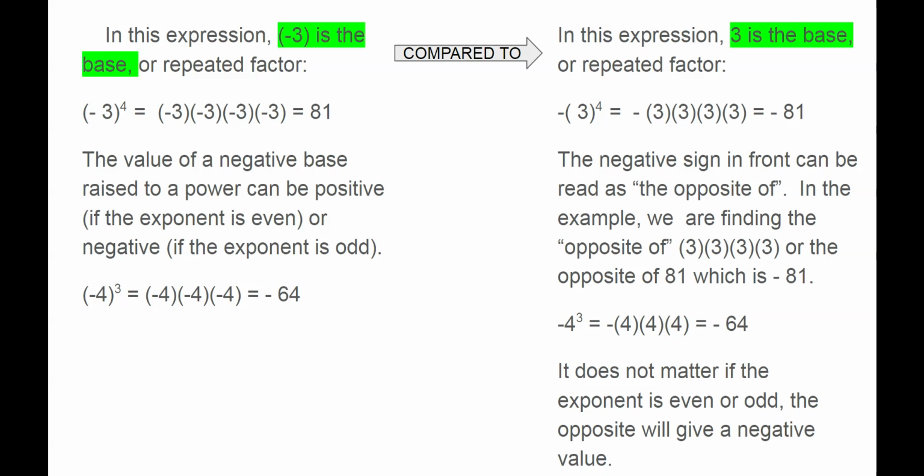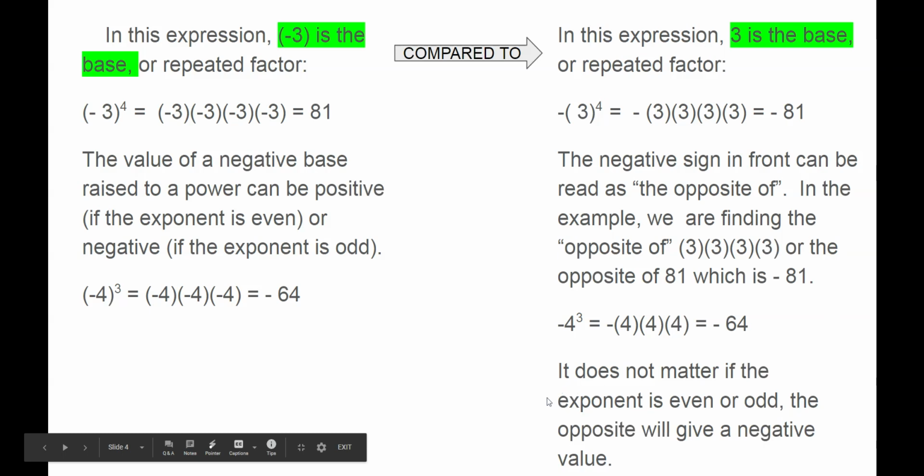If the negative is simply next to a power, it means the opposite of. The base is positive, resulting in the opposite of a positive product. In this example, 3 times 3 times 3 times 3 is 81, and the opposite of 81 is negative 81. It does not matter if the exponent is even or odd, the opposite will give a negative value.